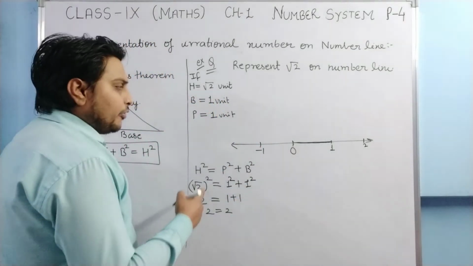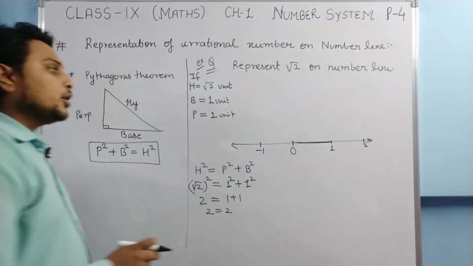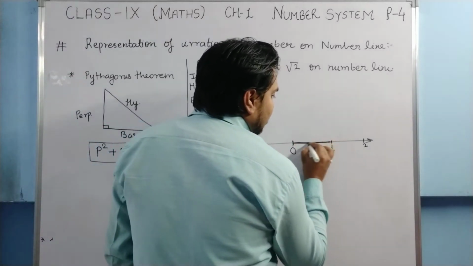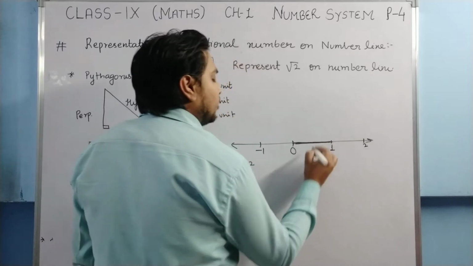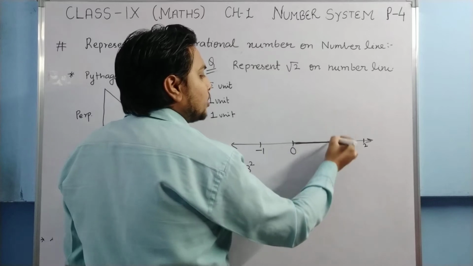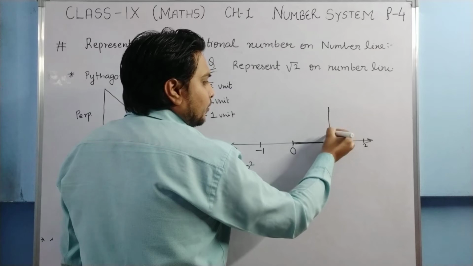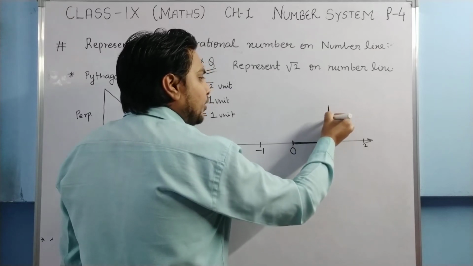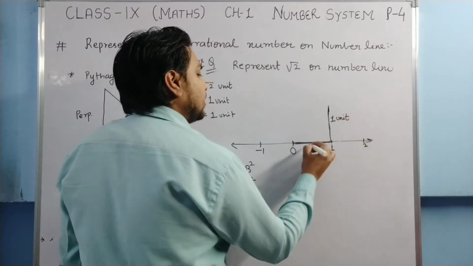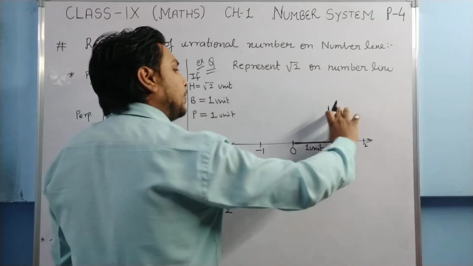Now see, if we take the value of perpendicular and the value of base as 1, so at base we have to take 1 unit, so this distance we have taken as 1 unit. Okay, at perpendicular also we should take 1 unit. So from this point, we will draw a perpendicular which should be of the same length, that is 1 unit. Now you can see that base is 1, perpendicular is 1.